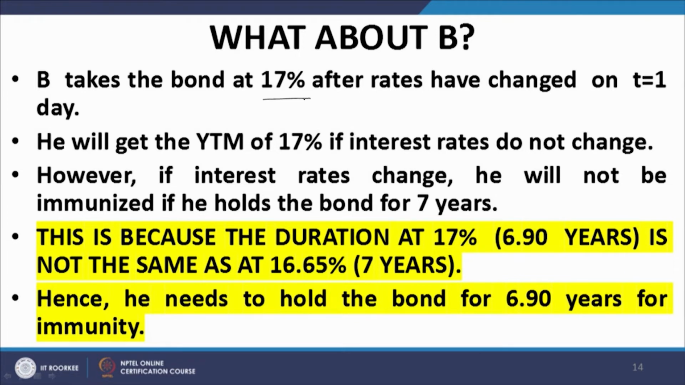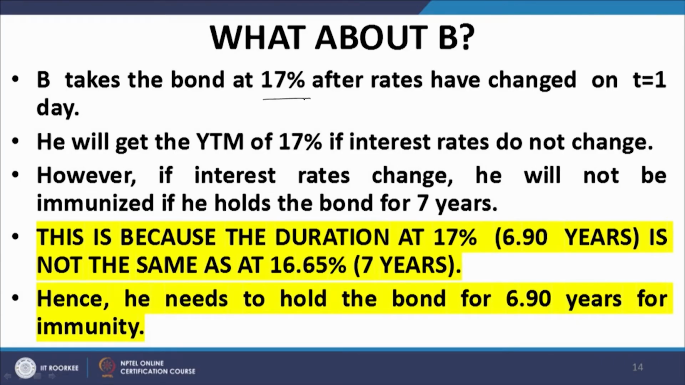There is another interesting feature about B. Now, if B holds the bond for 7 years, does he get immunized? It does not get immunized. Why? Because B has taken up the investment at a YTM of 17%, and if you work out the duration at the rate of 17%, it is not 7 years, it is about 6.90 years. So, in order that B immunizes himself against further changes in interest rate, he should not hold the bond for 7 years, he should hold the bond for 6.90 years.